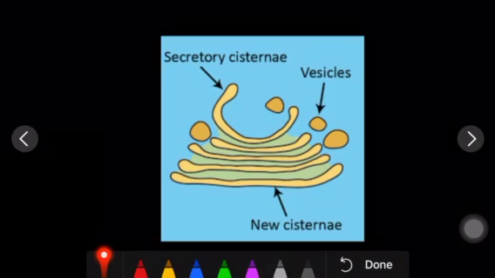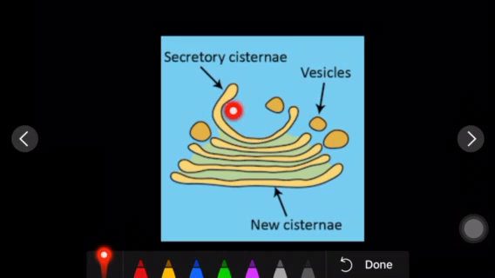Now let us study the structure of the Golgi body. One of the easiest structures I have drawn over there. In this you will see that shield-like structures are there. This is the old one, which arises, then the new one, so the most latest will be this. So these fold-like structures are called cisternae, and they help in secreting the product, so they are called secretory cisternae.